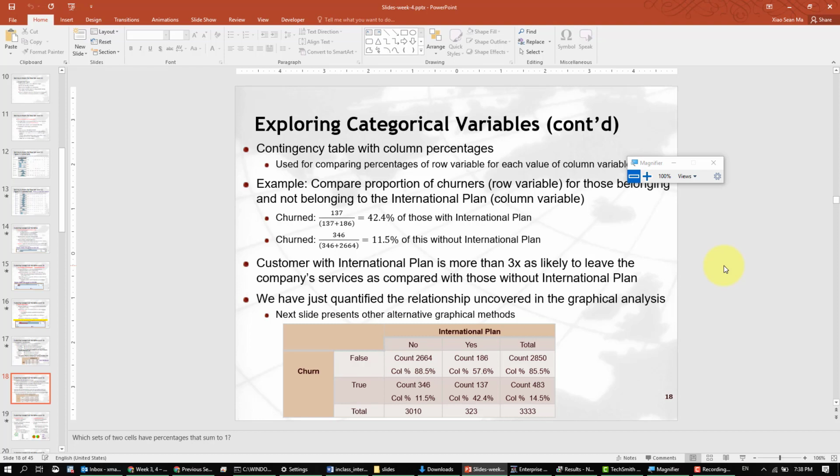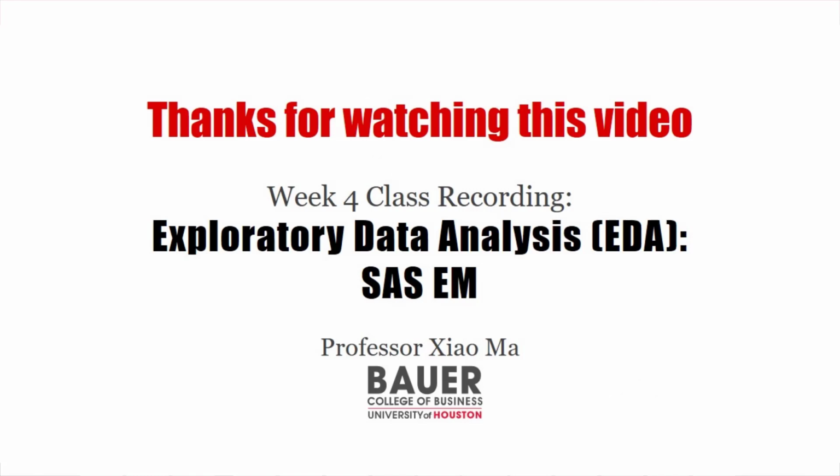So under those who have international plan, 30% for column percentage, or 42% under churn, under international plan did churn. But for those who don't have international plan, only 11% churn, so a much smaller percentage.